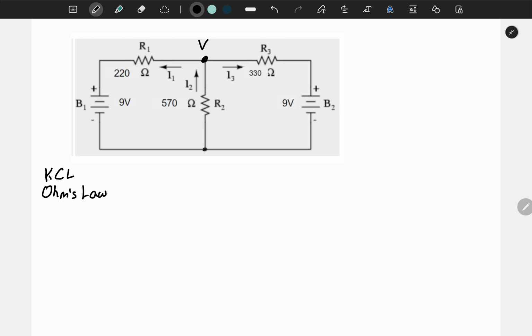Kirchhoff's current law states that the current going into a node is equal to the currents coming out. You can think of this as a pipe with water in it that splits off. The total amount of water is still the same before it splits off and afterwards. We're just saying that the current that goes into the node, or in our case, I2, is the same as the sum of the currents coming out. Like I was saying, it's a conservation of energy.